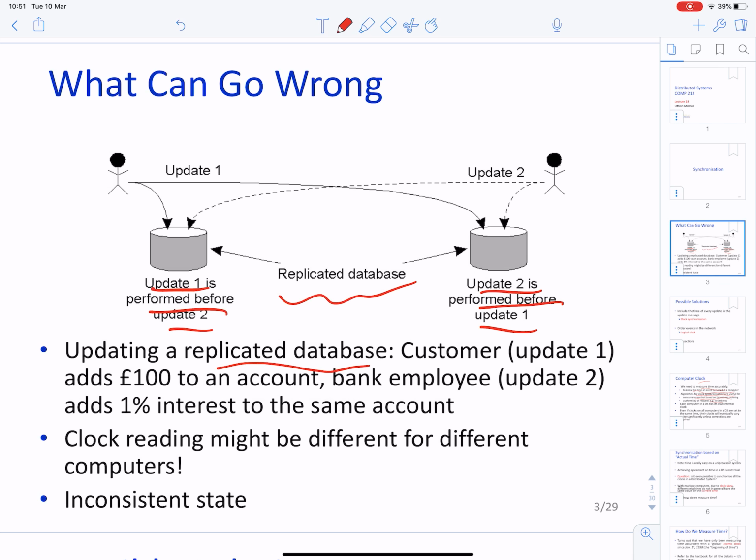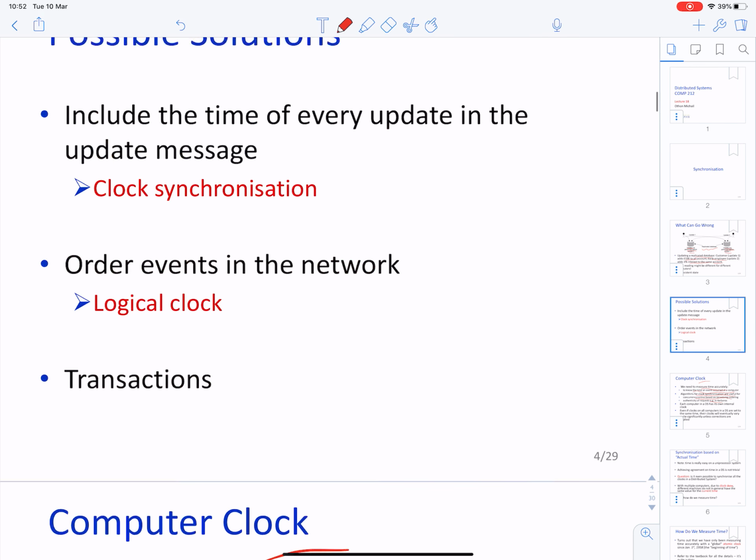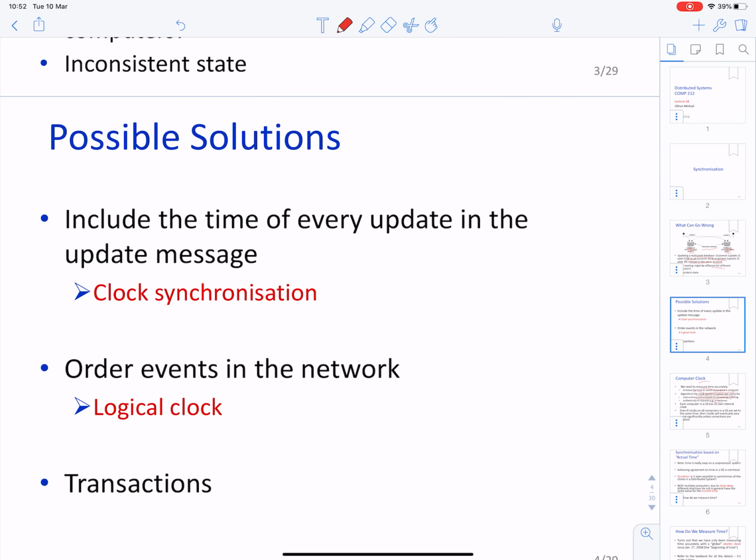After getting a replicated database, customer 1 adds 100 to the account and the bank employee adds the interest rate to the same account. The ordering is important. The clock reading might be different for different computers, and we're going to get different state inconsistency.